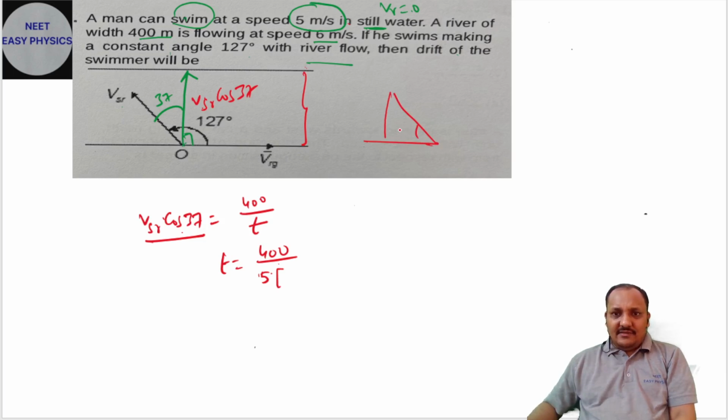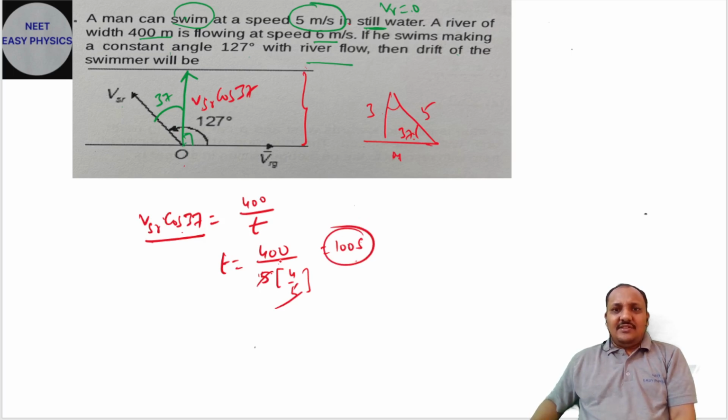So 37, 53, 3, 4, 5. Cos 37 is 4 by 5. The 5 will be cancelled. 100 seconds. He is going to cross this river within 100 seconds.